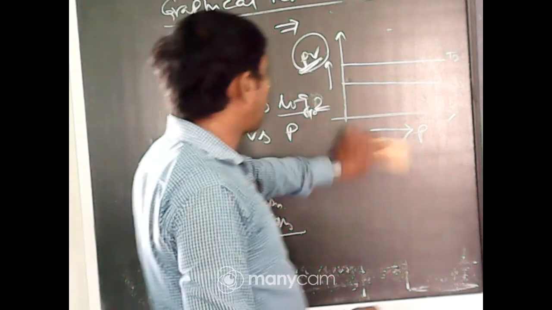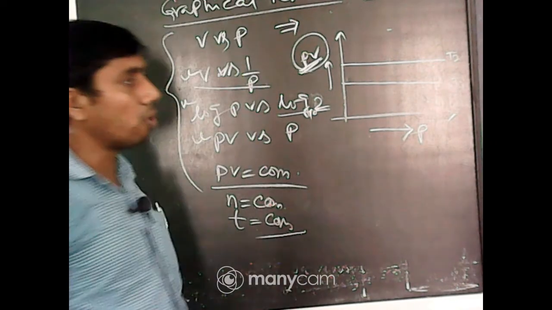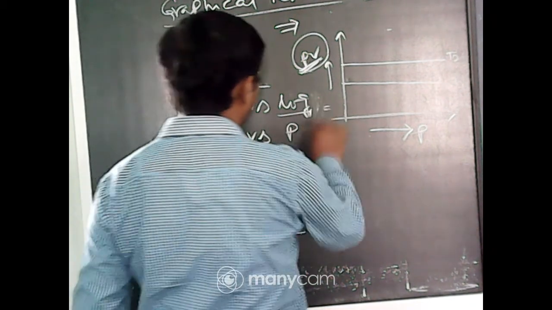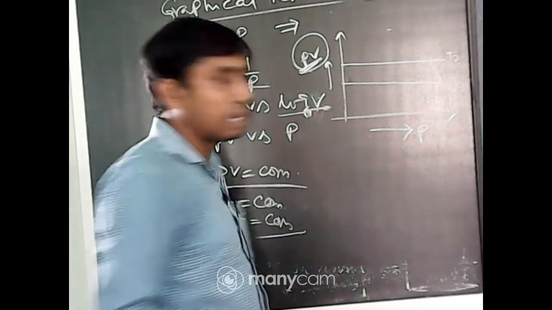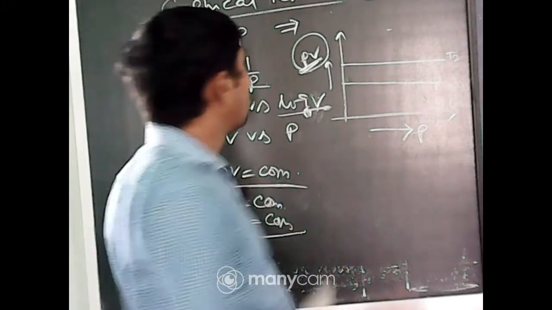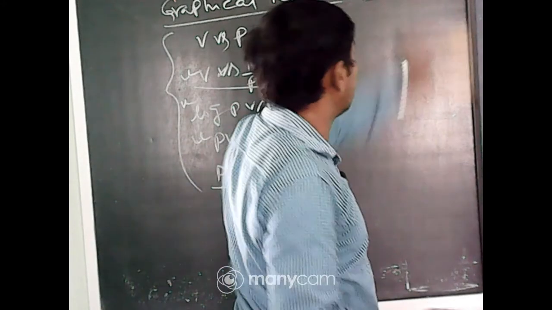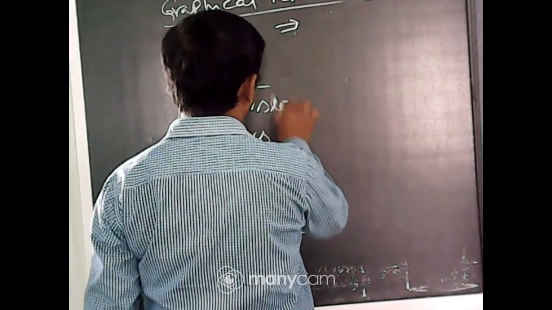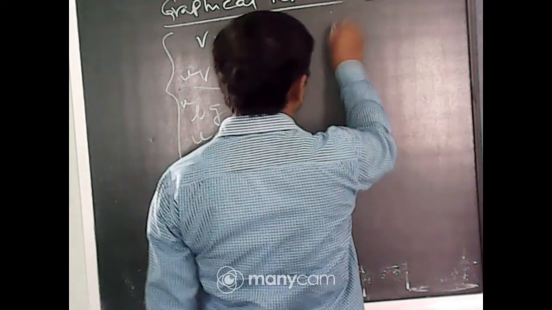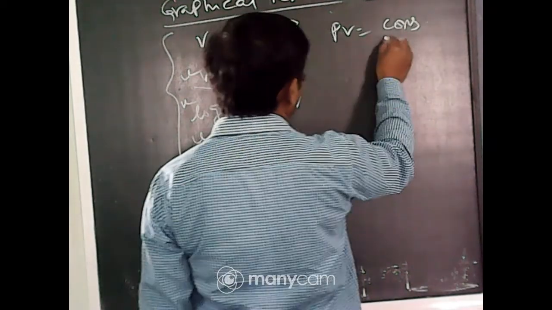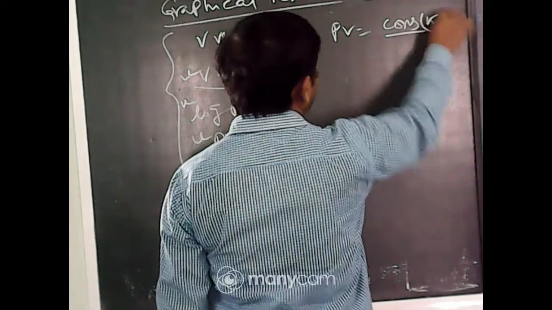Now, log P versus log V. Again think about one thing, that we have to correlate these parameters, that is P and V. So, how are P and V linked with each other? PV equal to constant or V varies as 1 by P. So, just writing down the relation, PV equal to constant. Okay. Now, it is K.